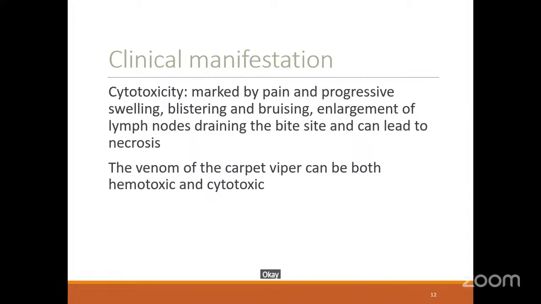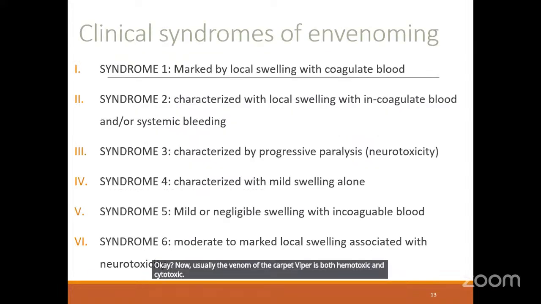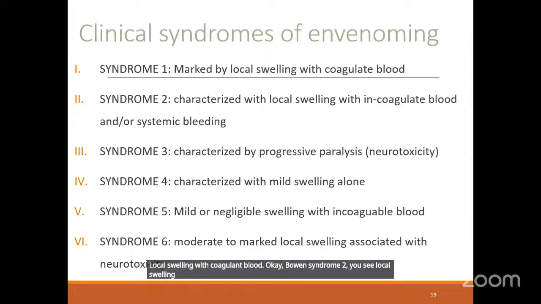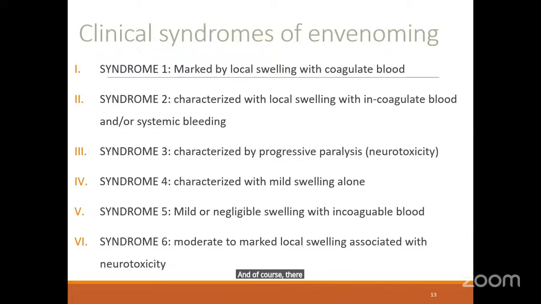Okay. Now, usually the venom of the carpet viper is both hemotoxic and cytotoxic. Now, there are six clinical syndromes for envenoming. Okay, and they include syndrome 1. In syndrome 1, you see marked local swelling with coagulated blood. Okay, but in syndrome 2, you see local swelling, but there will not be coagulated blood. The blood will be incoagulable. And of course, there may be systemic bleeding.